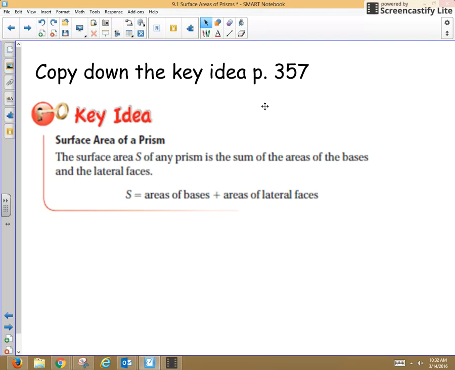Okay, now I would like you to copy down the key idea found on page 357. This is surface area of a prism. The surface area, or capital S, of any prism is the sum of the areas of the bases and then the sum of the areas of the lateral faces on the sides. So whatever figure the base is, its area will be added to the areas of the faces on the sides.